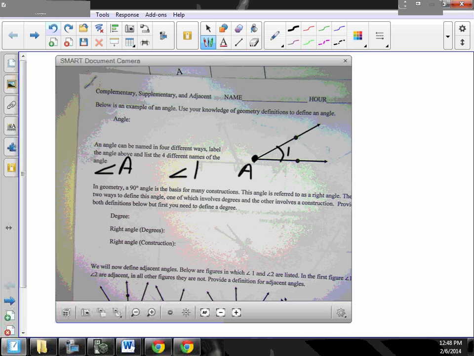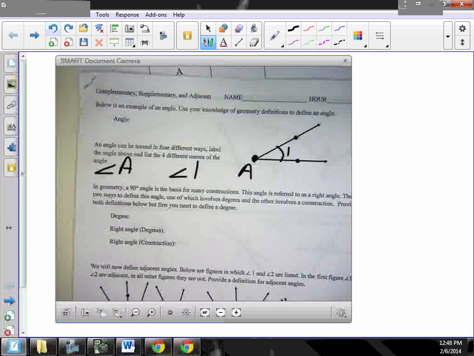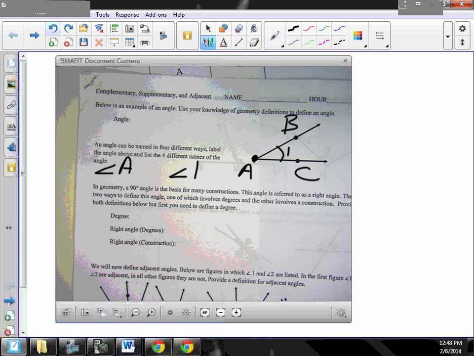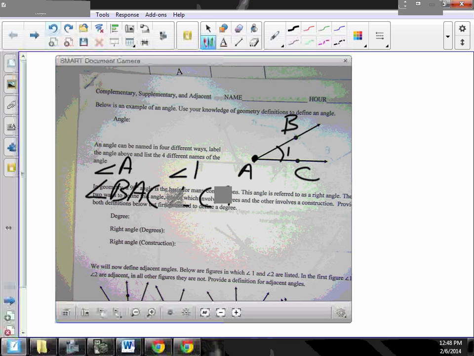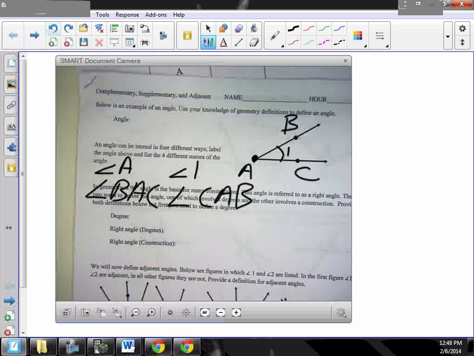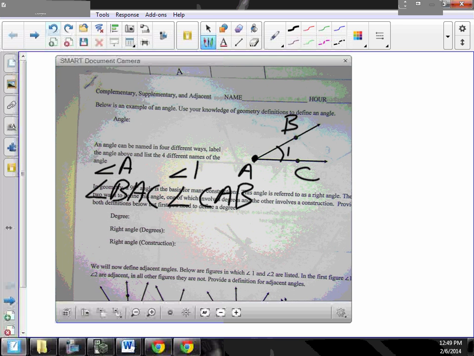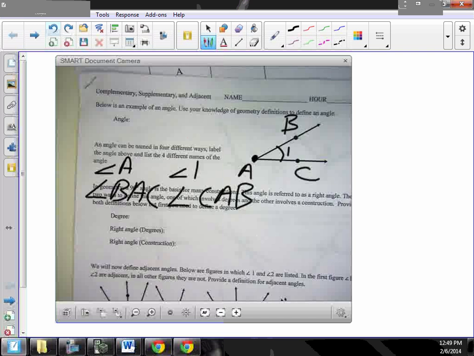But the most common way to name angles is to put points on the rays, and we would do angle BAC or angle CAB. What about the other combinations? Why do those not work? Right, the middle letter describes the vertex. Okay?